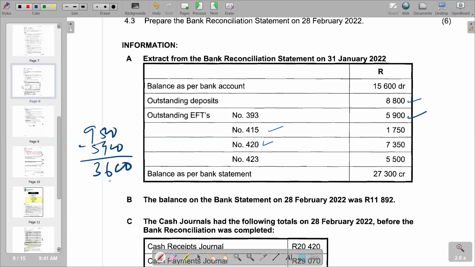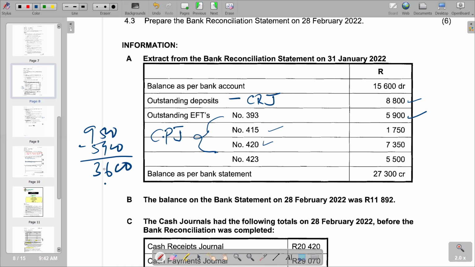So this 3,600, now the question is, how are we going to adjust it in the journals? Remember, we are saying we entered a bigger figure under cash payments, because all these transactions that we are having here reflect the cash payments journal as the EFT. Outstanding EFTs represent the cash payment journal, and outstanding deposits represent the cash receipts journal. So that's the opposite. So that's what we have.